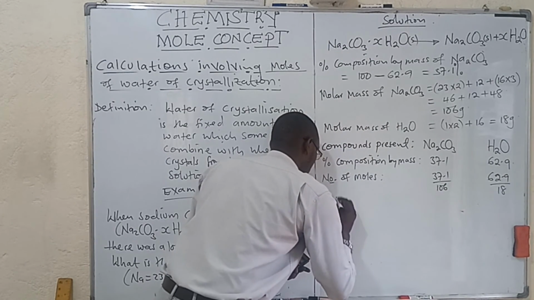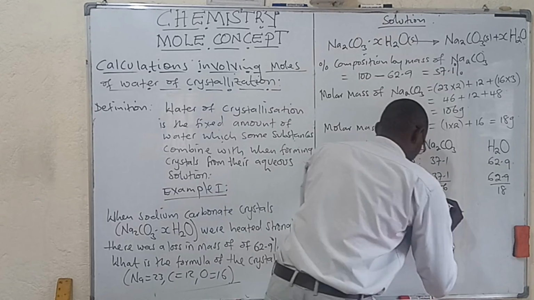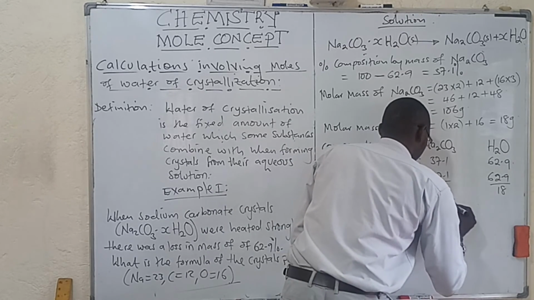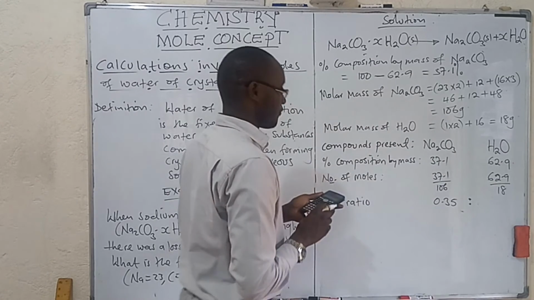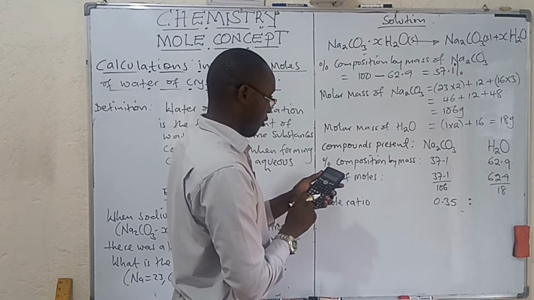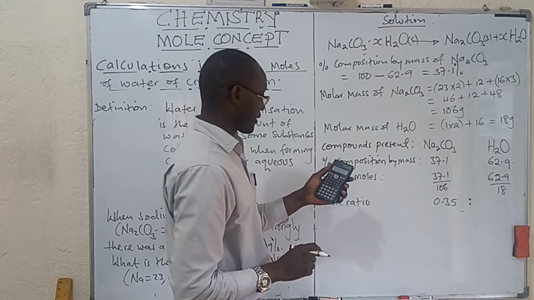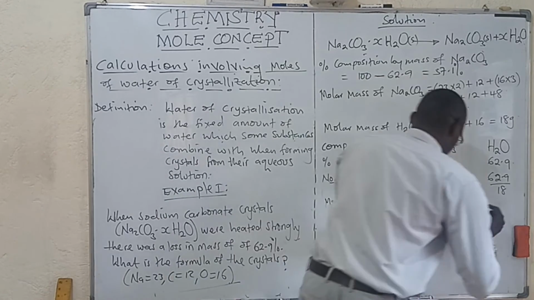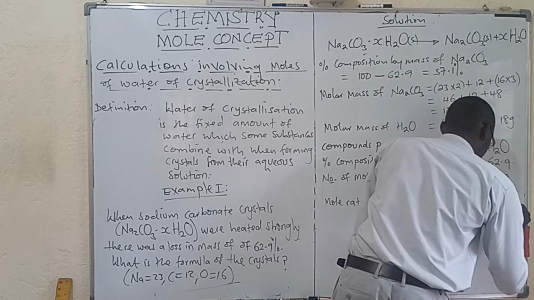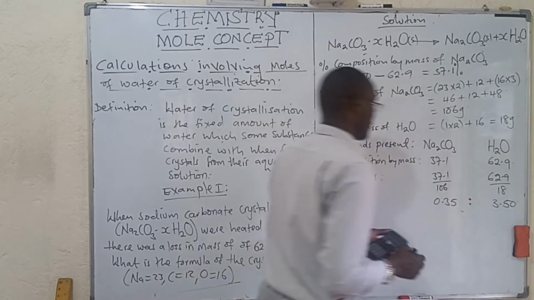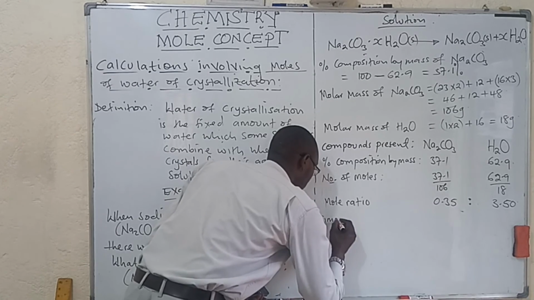So molar ratio. We are getting 0.35 to, don't forget the symbols for ratio, 62.9 divided through by 18. What do you get? I'm getting 3.45, which is 3.50. Okay, so we can go and think about the simplest ratio.